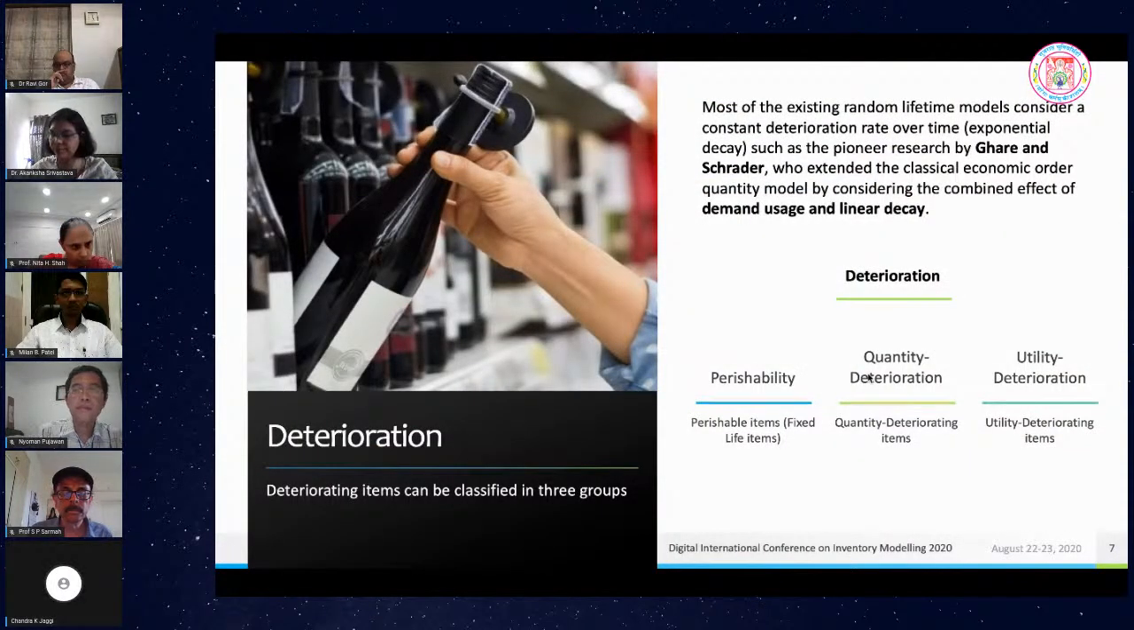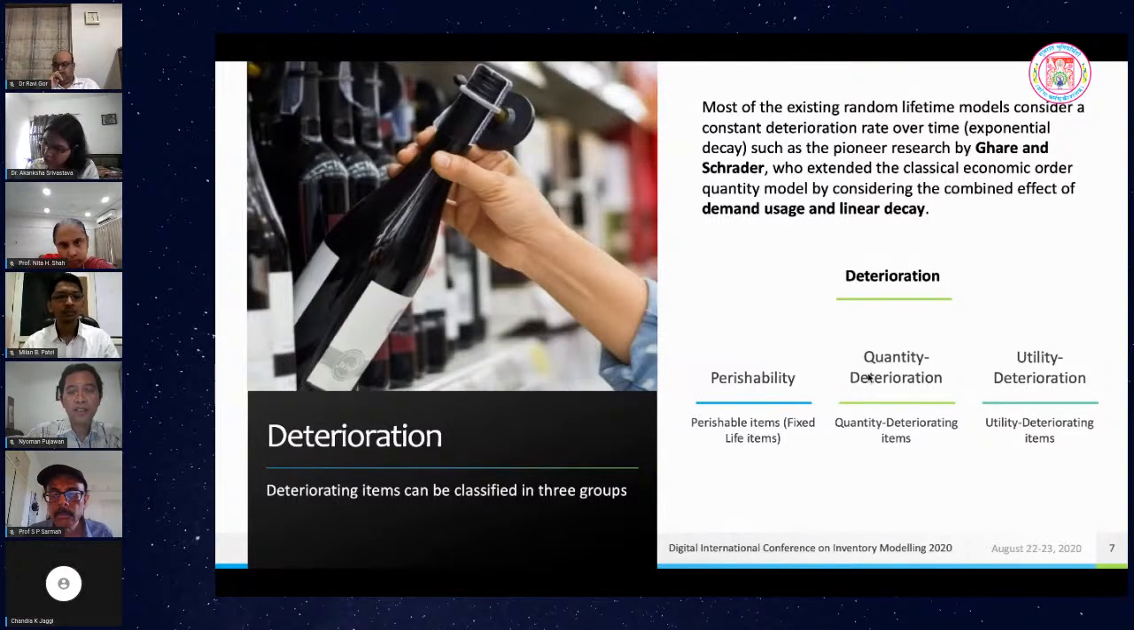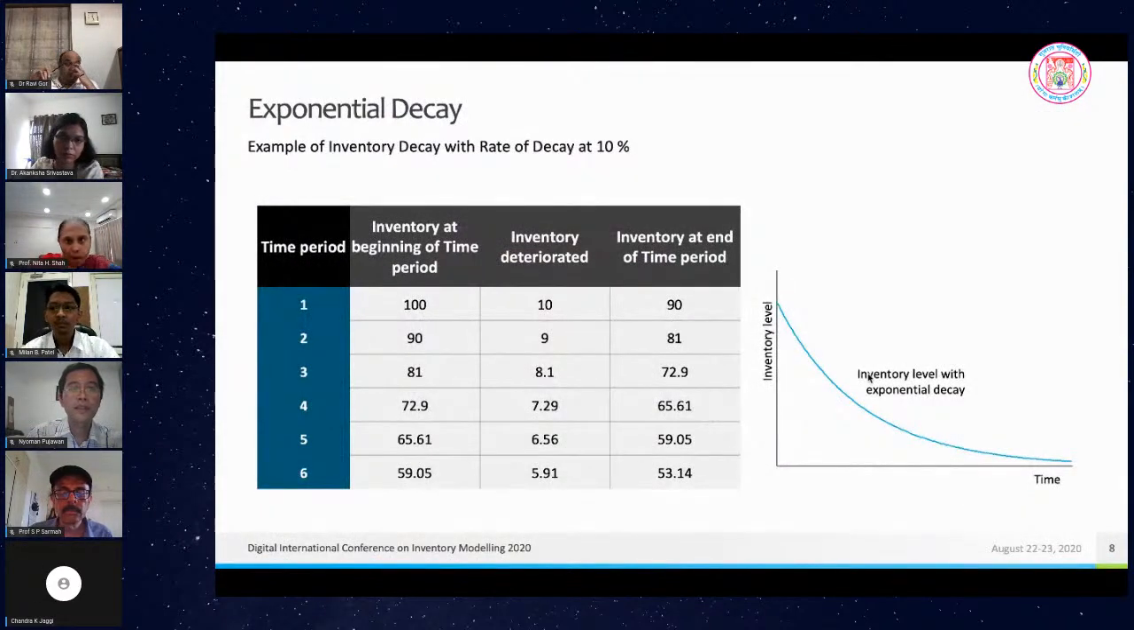The deterioration that I just explained can be perishability, quantity deterioration, and utility deterioration. Perishability has a fixed lifetime, and under quantity deterioration, radioactive substances and volatile liquids come. And utility is whenever the functionality or utility of the product goes down. Ghare and Schrader were pioneers in introducing the concept of deterioration way back in 1963. Next, please. Here it shows how, if 10% decay is there at a constant rate, the decay is going to take place. Now we try to look into the impact of decay as well as demand simultaneously. Next, please.